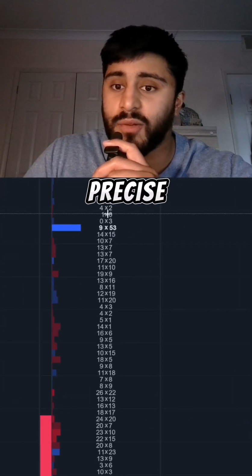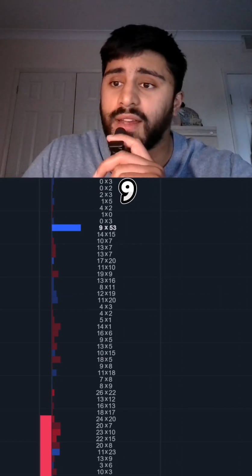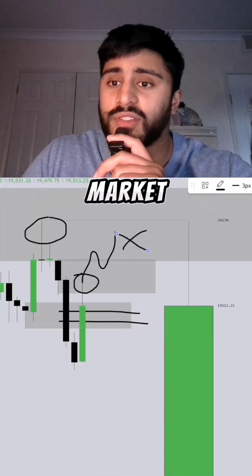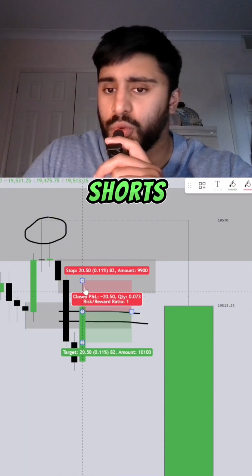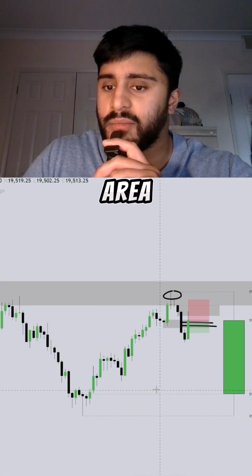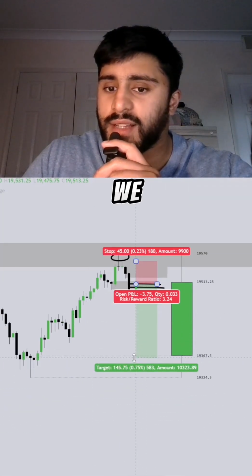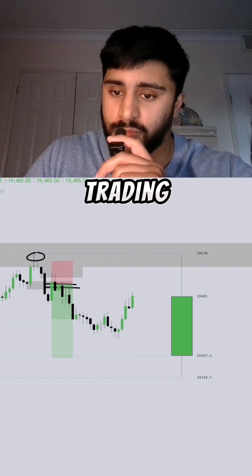To be precise, it was 9 for 53. So there were 53 buyers and there were only 9 sellers. Despite that, the market was unable to break to the upside. This is what gives us our indication to take shorts from this area, and we can comfortably keep our stop loss just above this particular area. From here now, once that's in place, we can simply target the 10 a.m. Eastern open time as a rough time to be trading from.